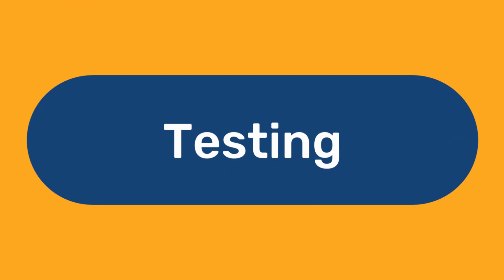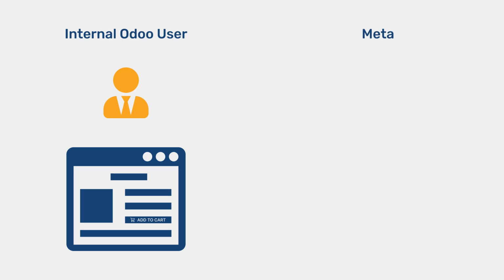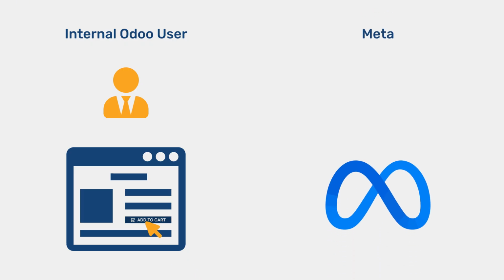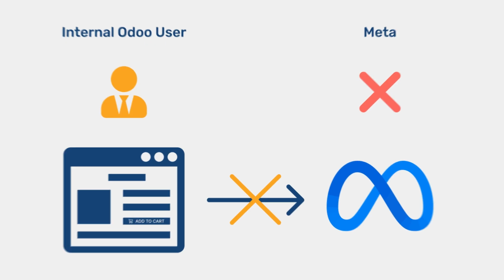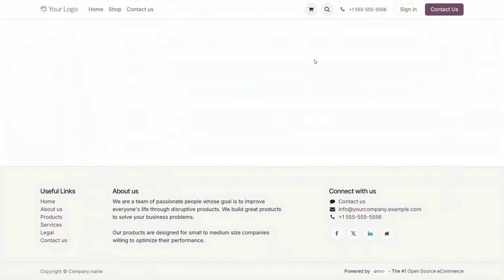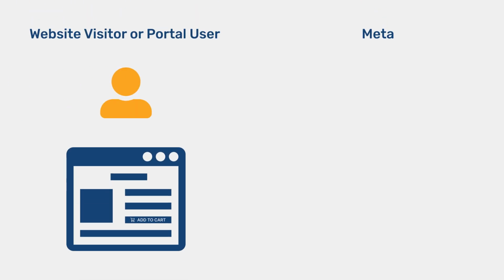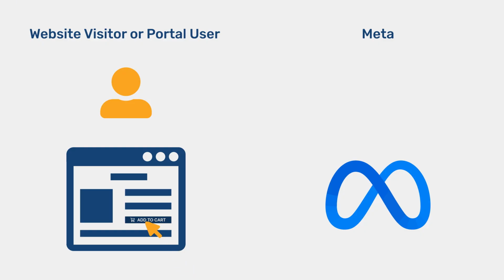Testing. There are several ways to check metapixel integration. The first important point to know before testing is that the pixel script doesn't send tracking data about the website activity of internal Odoo users. Log out of the system or use a different browser. You must be a website visitor or a portal user, as this is a prerequisite for testing.